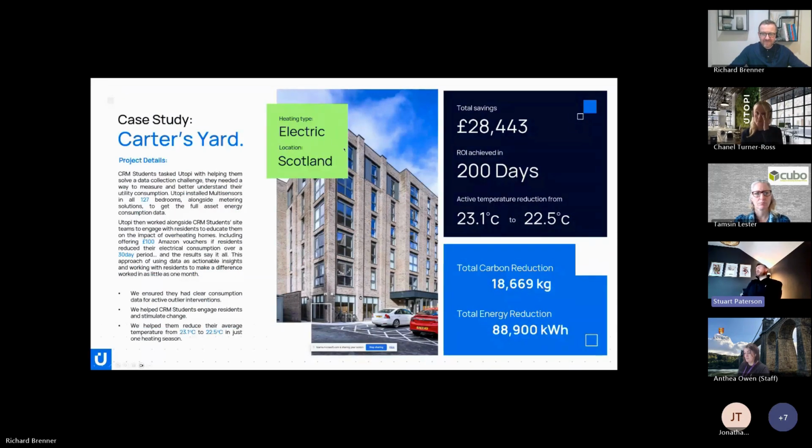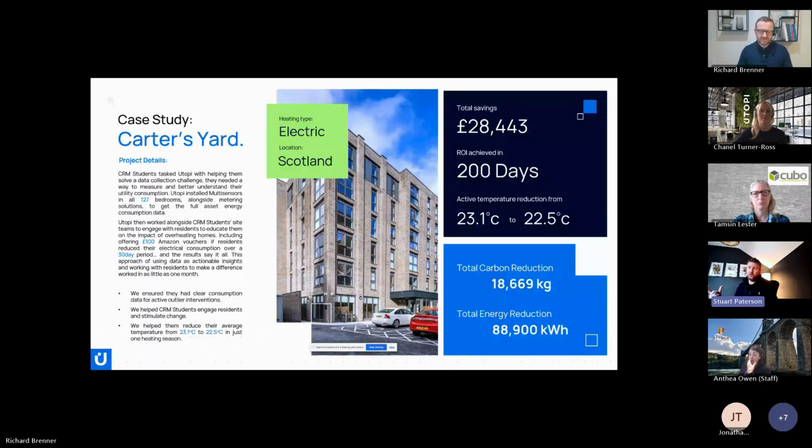So I just wanted to chat through, we've talked about interventions and we've talked about resident engagement. I think it's really important that we talk about the impact of the interventions that we've put in place or we've supported operators with. Carter's Yard is a 127 bed accommodation in Dundee in Scotland. The challenge that the asset manager here had was actually that across their portfolio, it looked like there was excessive energy consumption for the size of the portfolio.